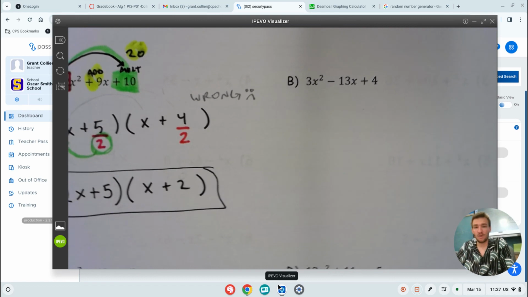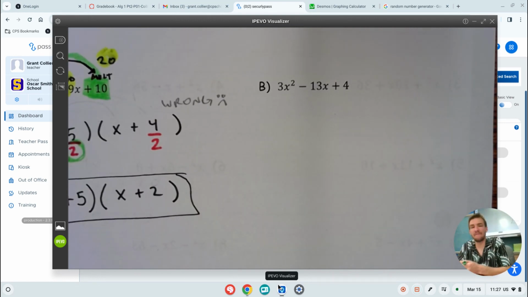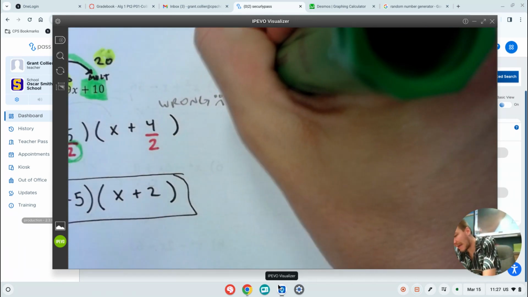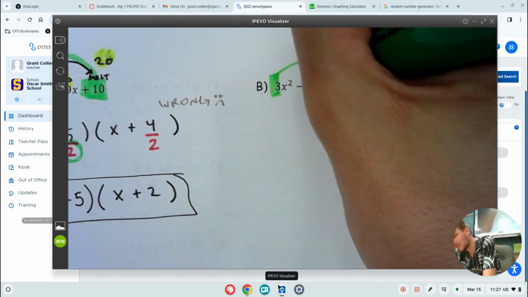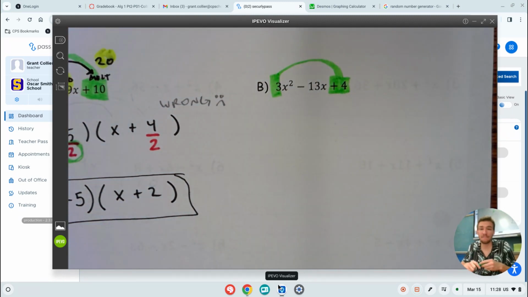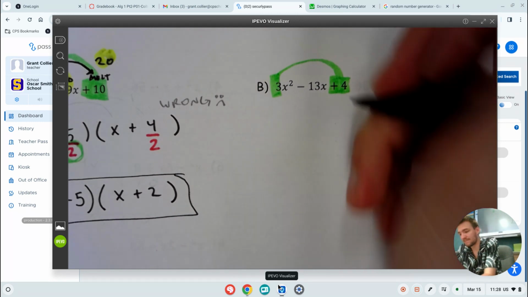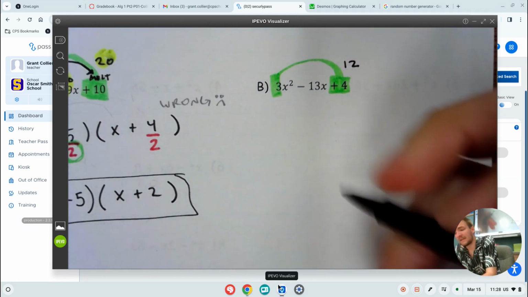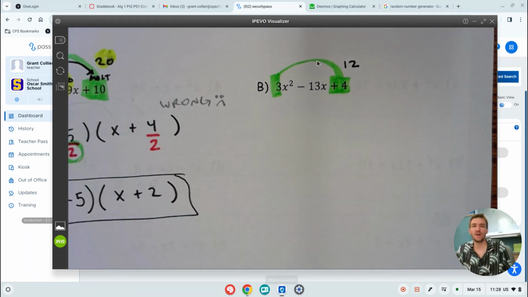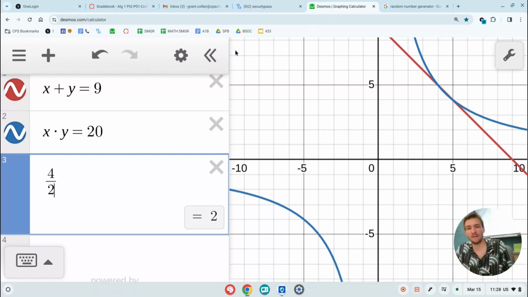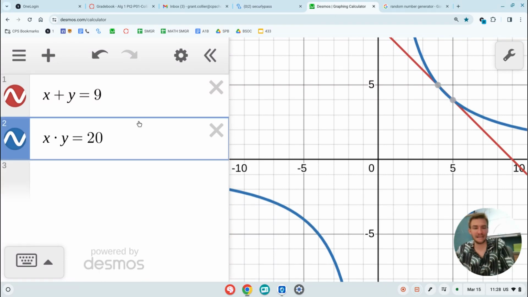All right. Question B, we have the 3 out front. We have to slide it to the back, and what is 3 times 4? 12. Is 12. So now, we're going to do our Desmos piece with the middle number and the multiply number using 12. Remember how important negatives are.